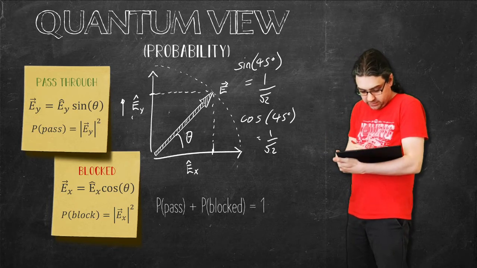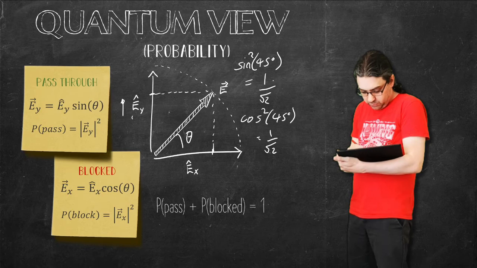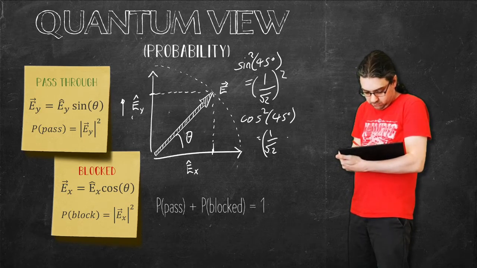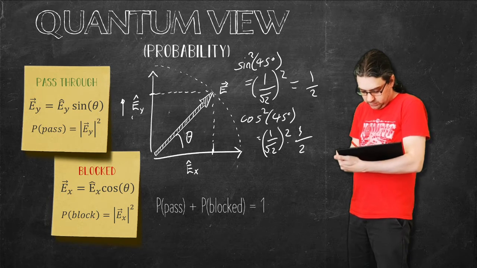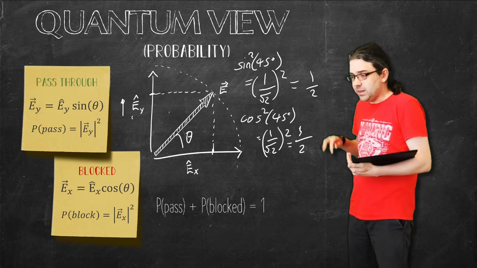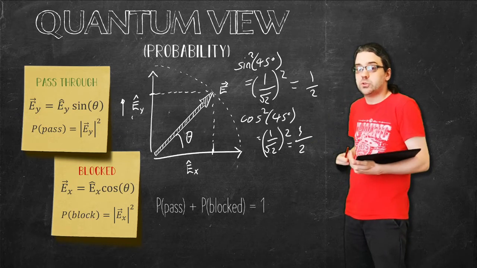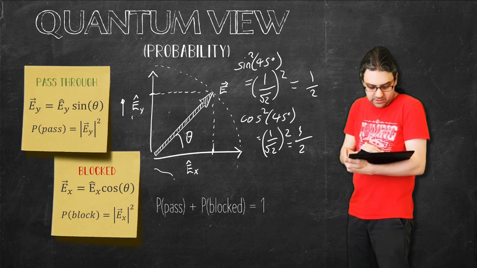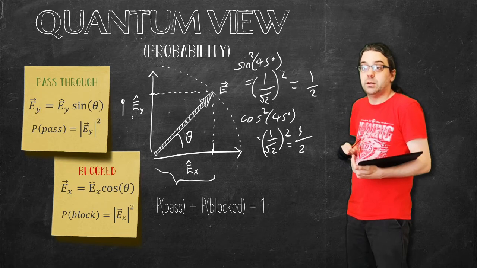What we can do though is square those values. Let's square both of them. Now we get a half and a half. Add those together and it's 1. So if we square that sine or cosine value, we square these amplitudes here, we get probability.